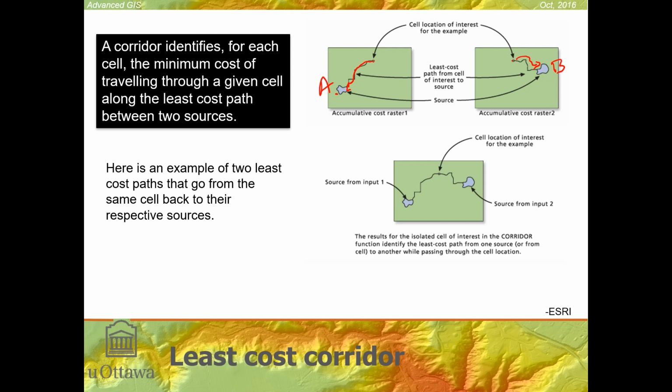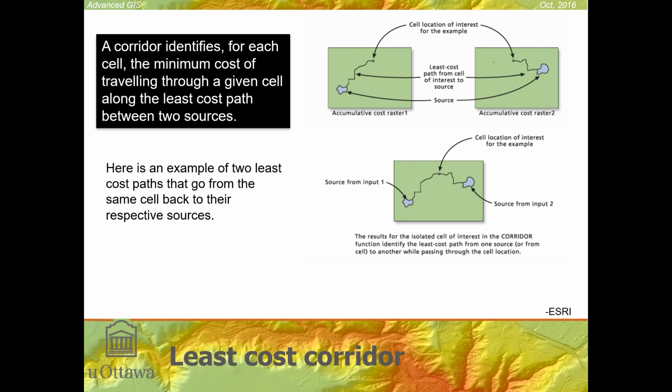So we end up here with two separate cost distance surfaces, where, let's say, cost distance surface 1 is the least accumulative cost for every cell back to the source A. And for number 2, every cell, like the cell in consideration here, represents the least accumulative cost back to source B.